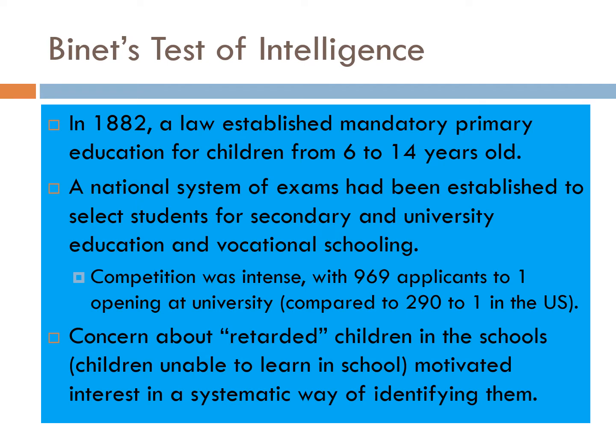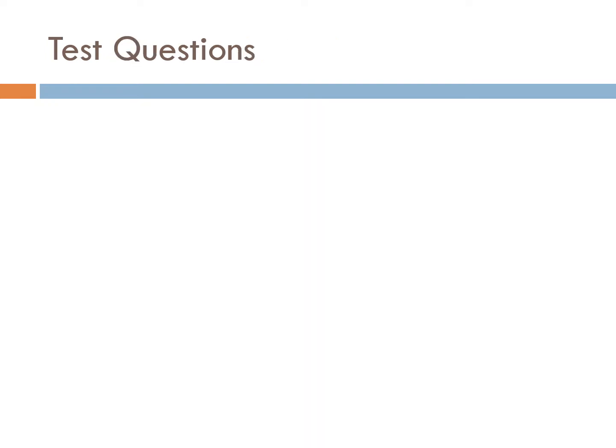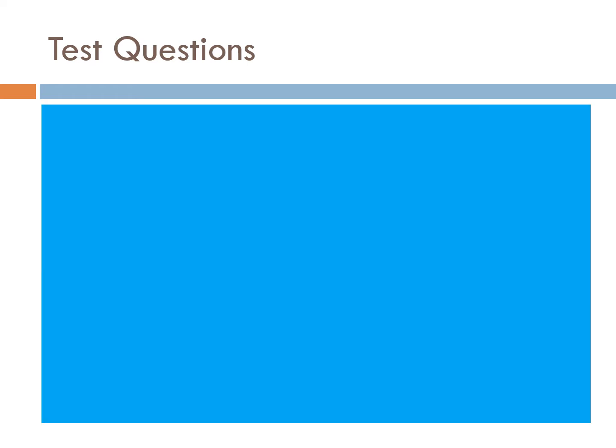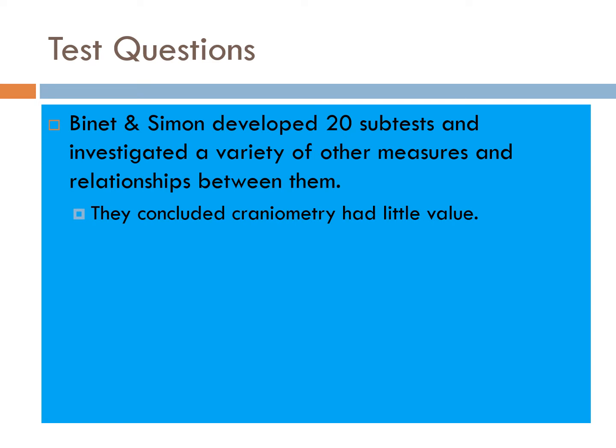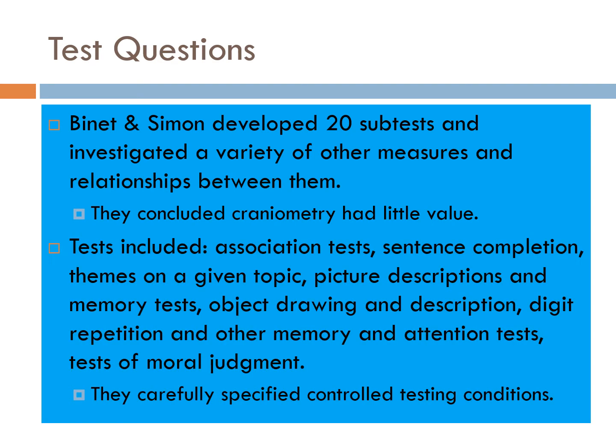The concern was about mentally handicapped, or what was termed at the time retarded children, retarded in the sense that their development is stunted. In the schools, there were children unable to learn, and there was no systematic way of identifying them. So when we look at Binet and Simon's work regarding the children's education system in France, they developed 20 subtests and investigated a variety of other measures and relationships between them. They concluded that craniometry, Broca's earlier work, had little value.